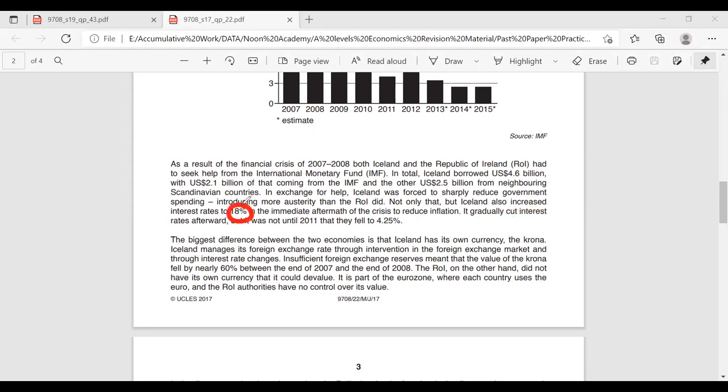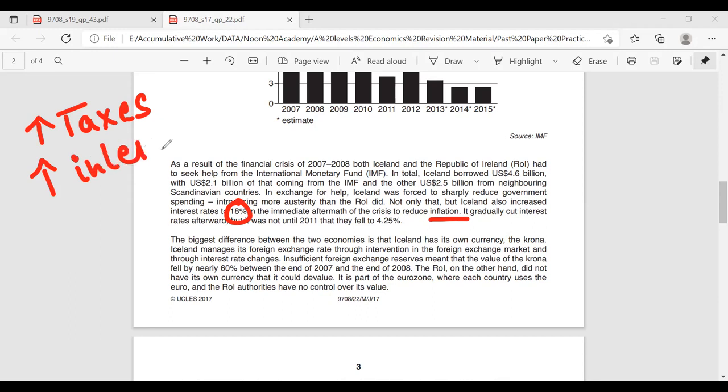Did we talk about that? One way to control inflation, think about this. To control inflation, there are basically two things that you can do. One is to have higher taxes, which is one effective way to control inflation. Another way is to use higher interest rates. So these are two ways of controlling inflation.